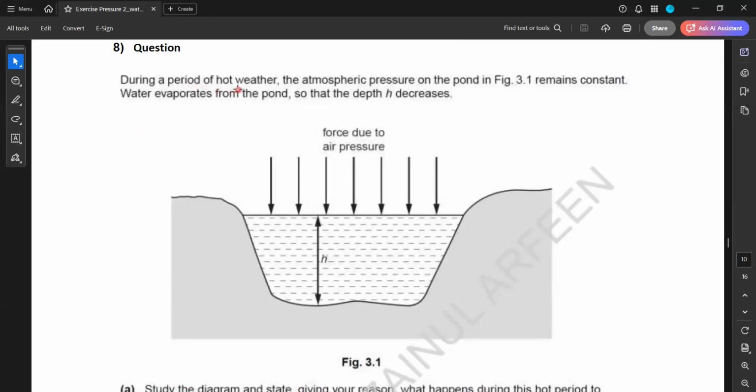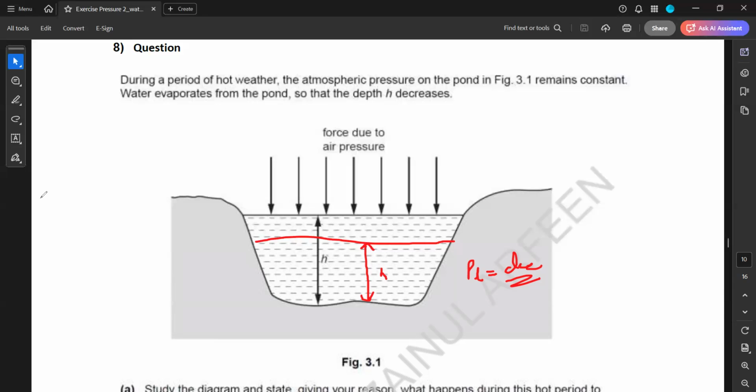Question 8. During a period of hot weather, the atmospheric pressure on the pond remains constant. Water evaporates. Look, if this water evaporates, what happens to the depth? It decreases. Because the amount of water decreases, the depth decreases. If the depth decreases, what happens to the pressure exerted by the liquid? It will also decrease, because the pressure exerted by the liquid depends on the depth and the density.